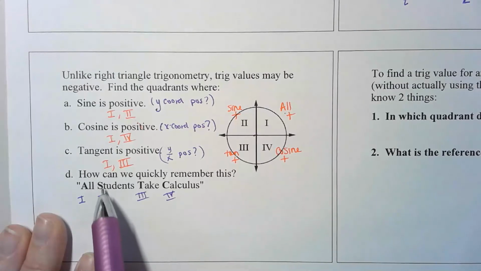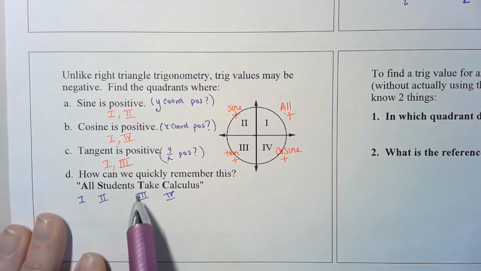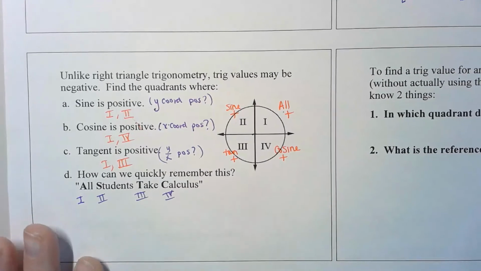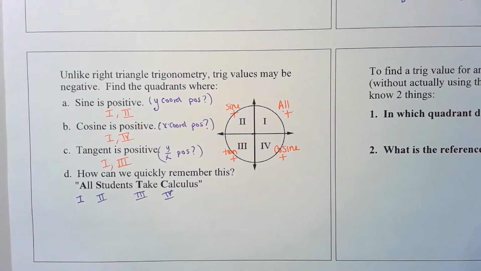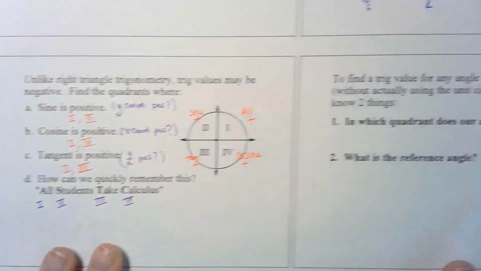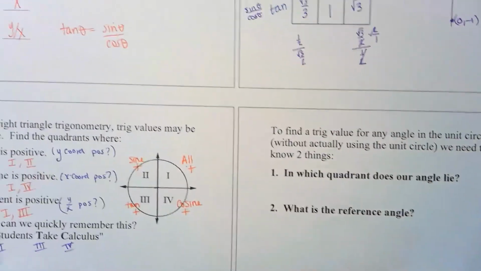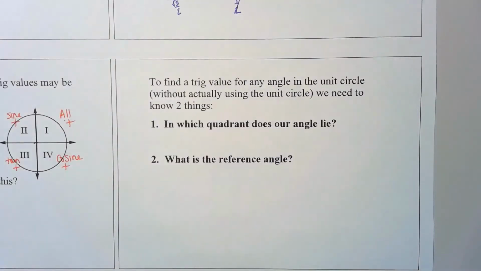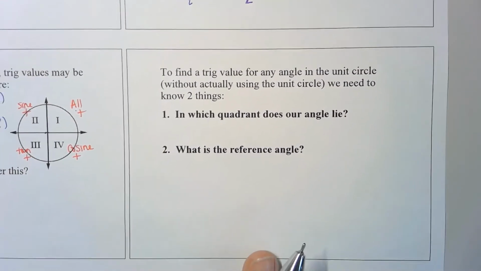In quadrant 2, sine is positive. In quadrant 3, tangent is positive. And in quadrant 4, cosine is positive. Okay, all right. So, to find a trig value for any angle in the unit circle without actually pulling out and using the entire circle, we need to know the answer to 2 questions.